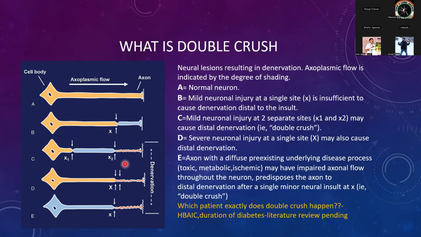So the theory is that in patients with such severe underlying neuronal injury, if you administer a local anesthetic agent, there are chances that it can lead to double crush or further nerve injury. But again, a literature review is pending on which patients are prone to such double crush, what the duration of diabetes should be, and also at what HbA1c we should anticipate double crush syndrome.